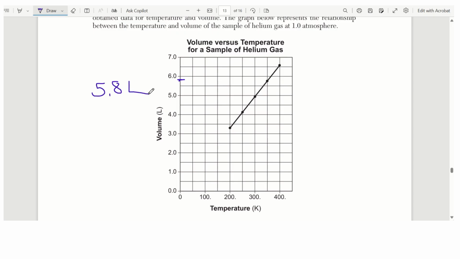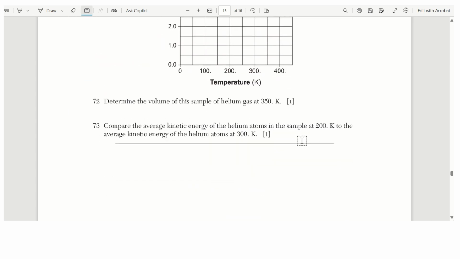5.8 liters. Fun fact, what they accepted on the answer key is anywhere from 5.6, so it definitely was not on the line for 5.5, to 5.9. And it was definitely not on the line for 6. So they gave amazing grace for what the answer could be.